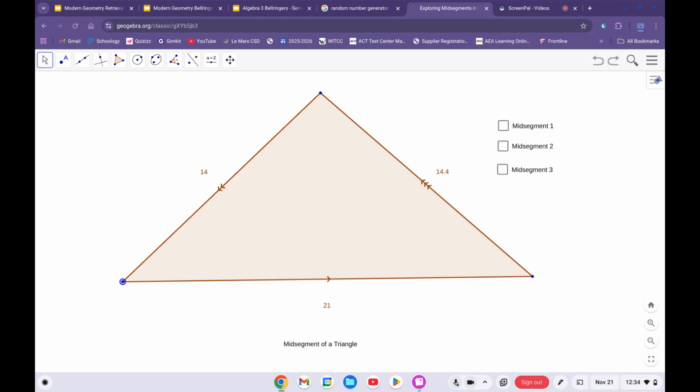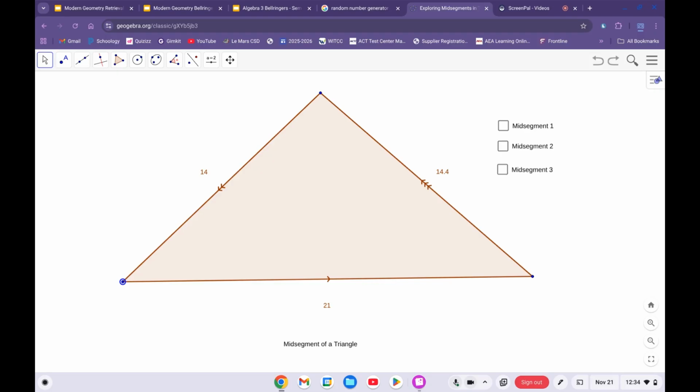A mid-segment's definition is when you're connecting the midpoints of two of the sides of a triangle with a segment. If I was looking at the side that said 14 and the side that says 21, they both would have a midpoint. Midpoint, remember, means middle. So maybe about here would be the middle of that side 21. If I were to connect that middle to the middle of the 14 side, or even to the middle of the 14.4 side, that's going to start creating these things called mid-segments.